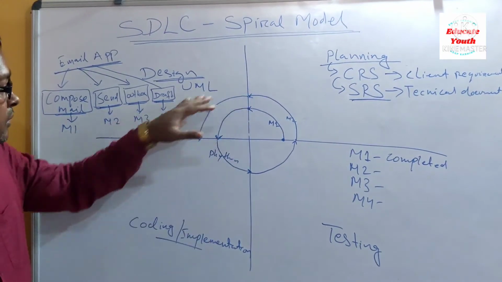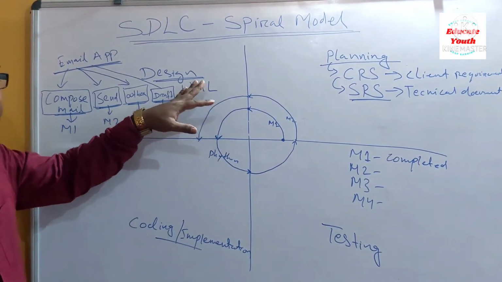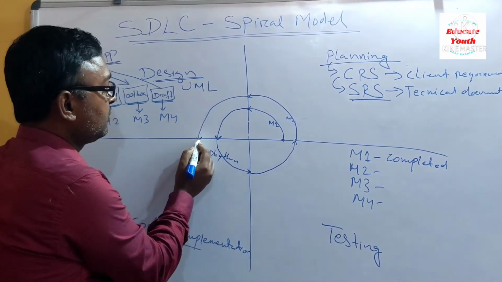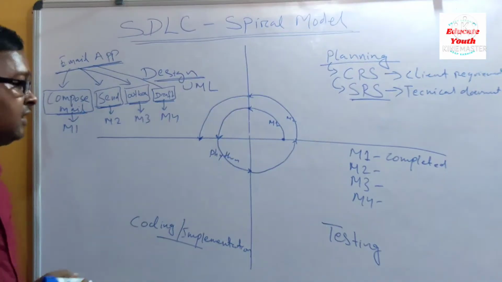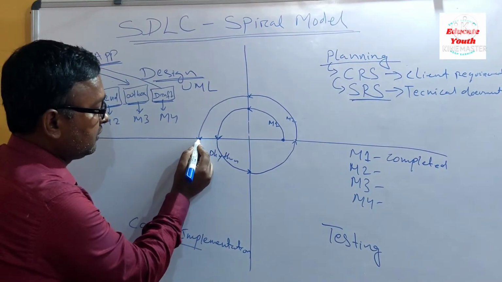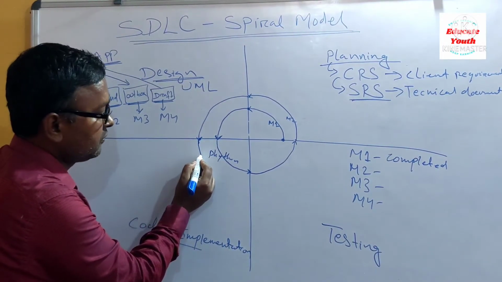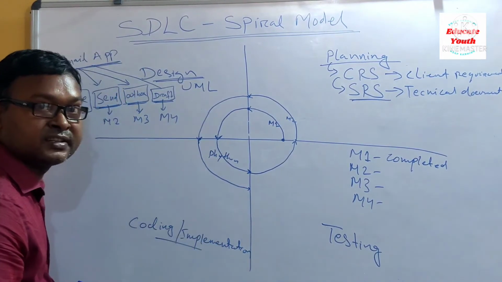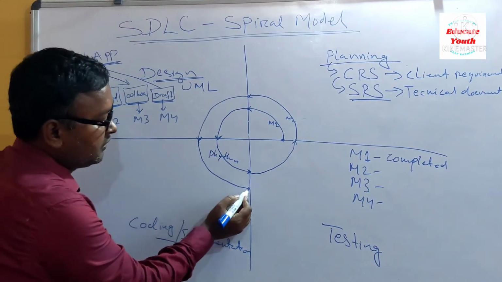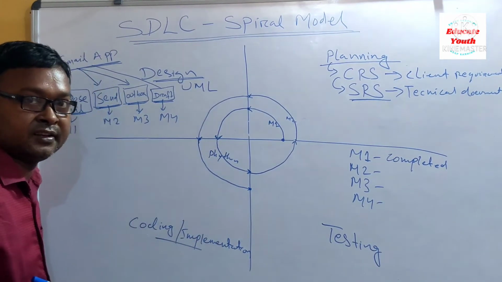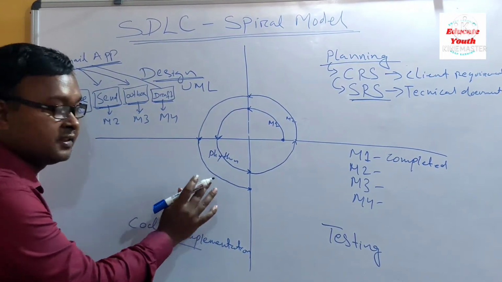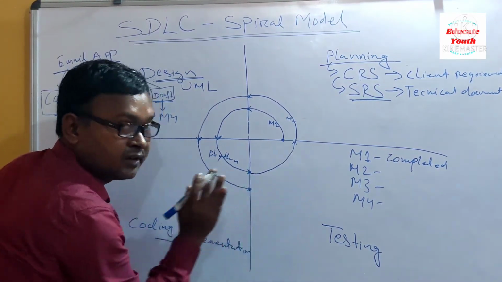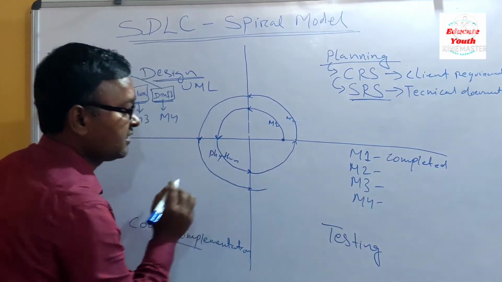Right now you will be using the UML language and designing your module 2. So the design of module 2 has been completed here. Again your implementation of module 2 will start, and your implementation part will be completed here. Implementation of module M2 is completed. Next you are moving to the testing phase. So you have entered the testing phase.